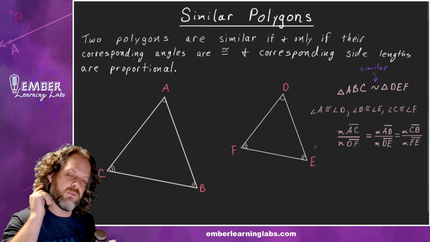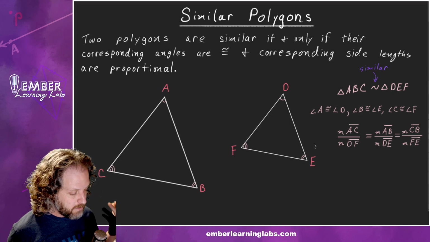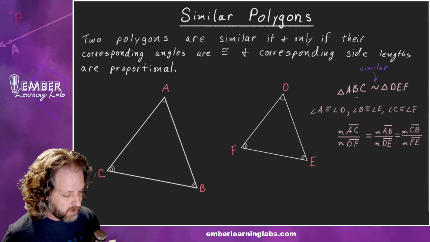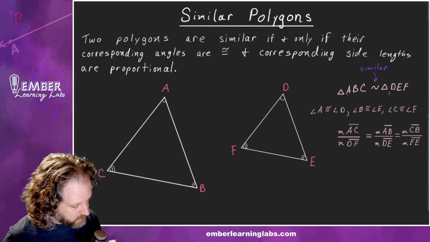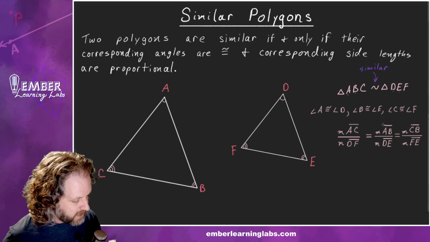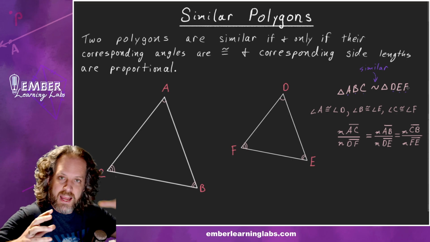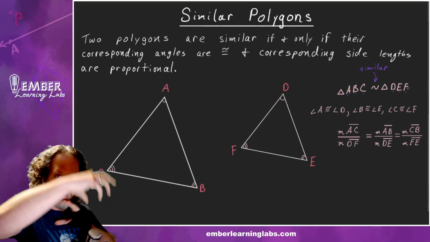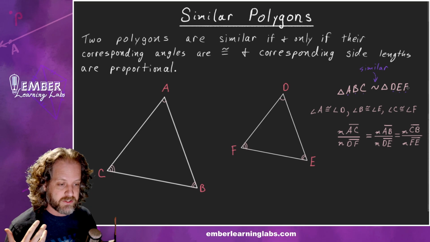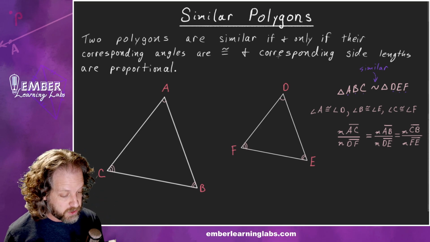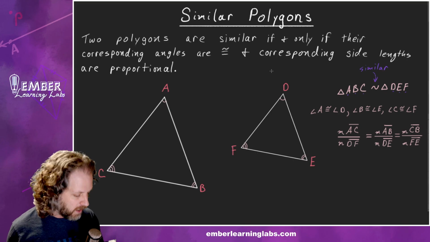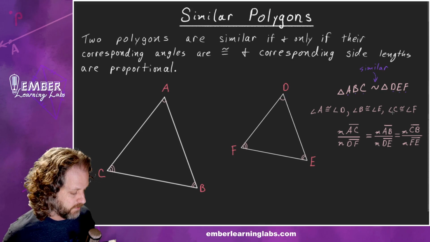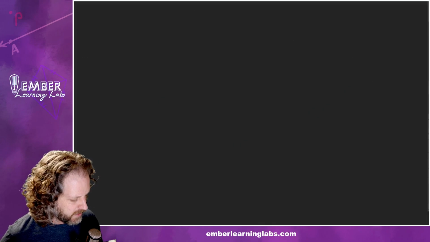Now, and we're going to see this throughout this lesson, I want to note that the order of these letters matters. A corresponds with D, B corresponds with E, and C corresponds with F. So even if we turn the triangles or polygons, they don't have to be triangles, even if we turn them around or reflect them, we can still figure out where the corresponding parts are because we can look at the way they're named and labeled. So that's what similar polygons are.